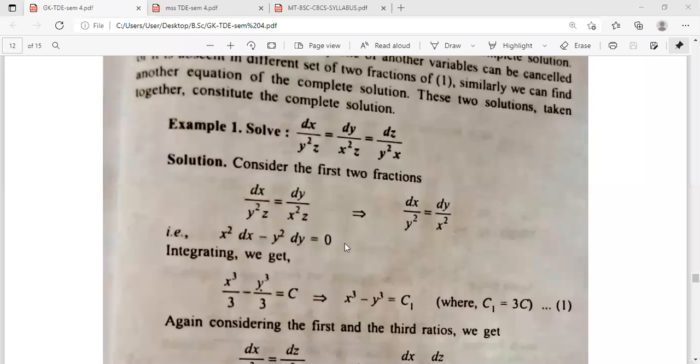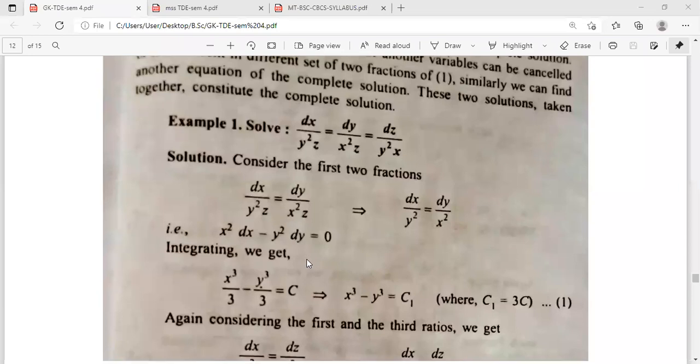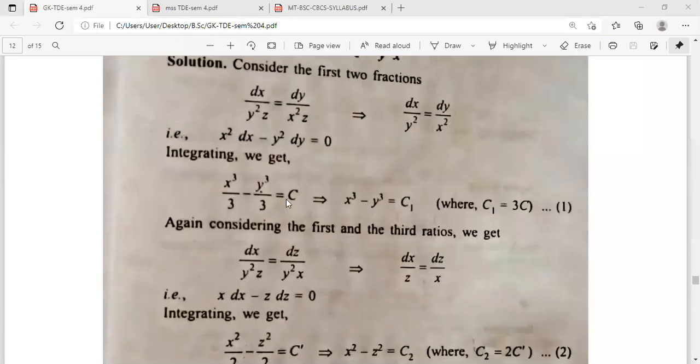If you write one side, you get it. By cross multiplying, you can write this. Now integrating, the integration will give this. Also, you know the integration of x to the power n is x to the power n plus 1 by n plus 1. So the same you are writing here for this also. And C means you can take the LCM and cross multiply, or taking C1, C1 equal of course C. That is one solution you are getting.